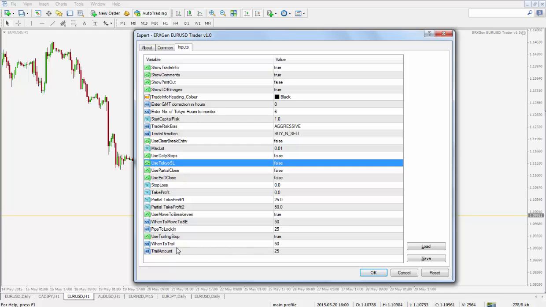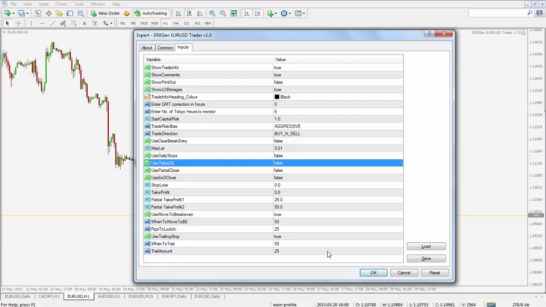Use trailing stop. This is also similar. When to trail: if price moves in favor of the trade 50 pips above the entry price in a buy situation, the EA will start to trail the stop. In this case, it's trailing 25 pips from current price. So it just keeps trailing as price keeps advancing, 25 pips below current price. And that's it for the settings.